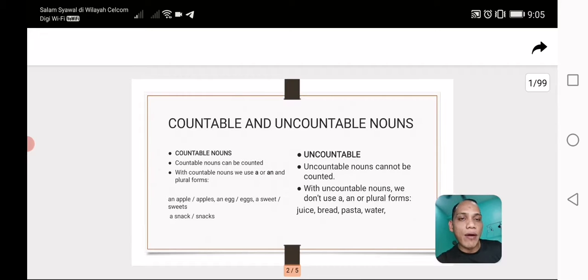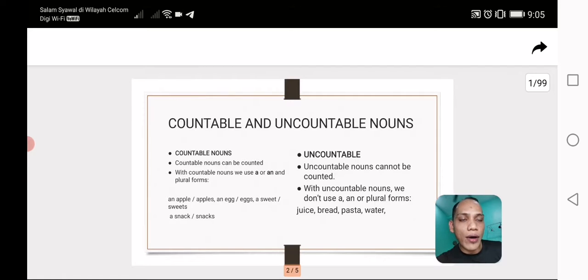You look at this part first, countable nouns. Benda yang boleh dikira. You look at your surroundings, what can you see and what you can count. That is countable nouns. Kamu tengok sekeliling kamu, kamu tengok apa yang kamu boleh kira. So with countable nouns we use a or an and plural forms. It means here that kita gunakan a ataupun an untuk menunjukkan dia satu.